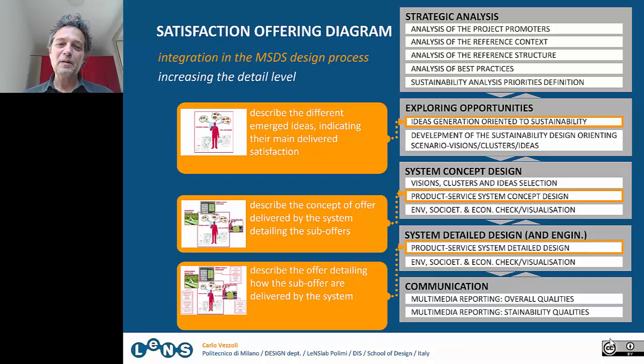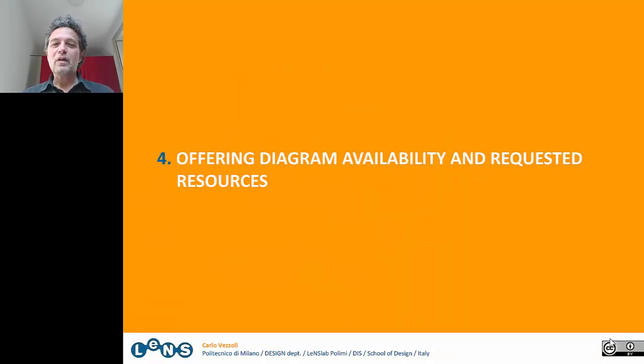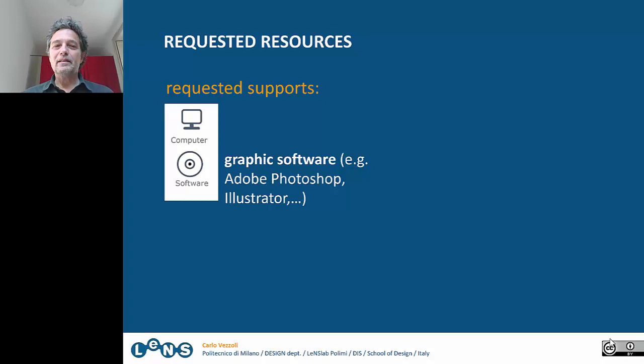In this case, of course, we will have even the suboffers defined within the offering diagram. So what do we need? A computer and nothing more than some graphic software. Here are a few examples, but it's up to you to use whatever you want, simply to compose images and text as it was shown before.